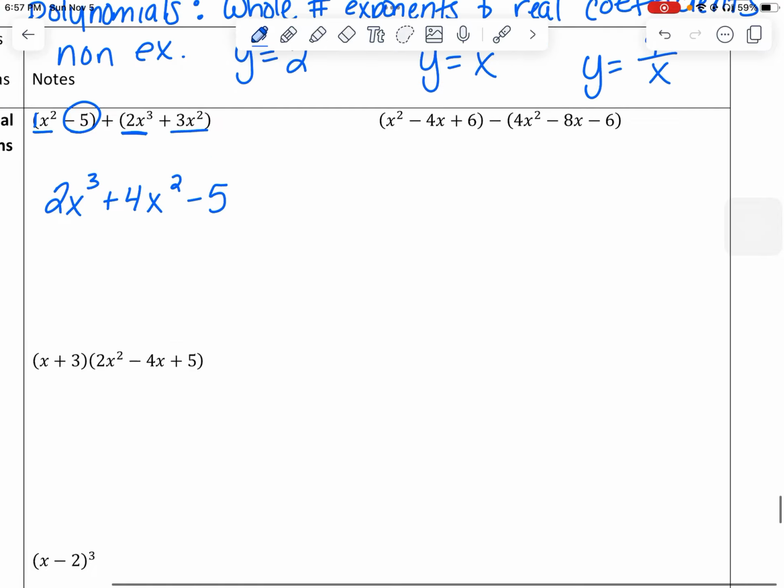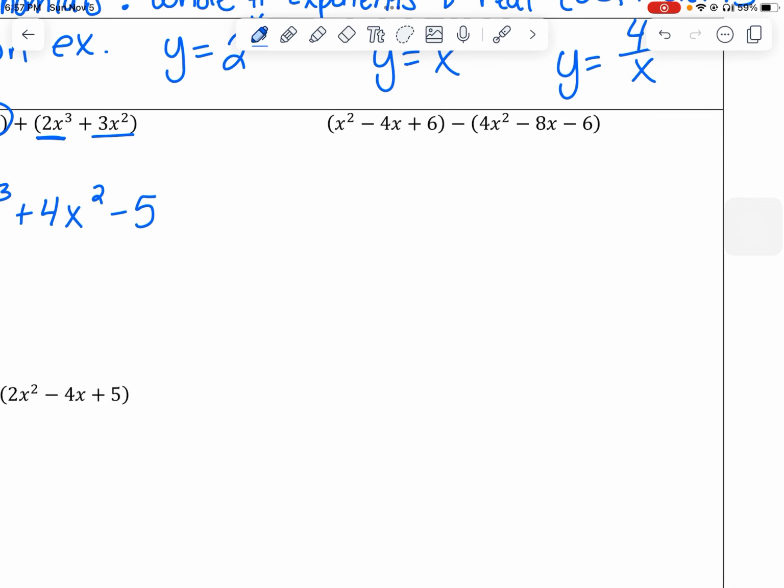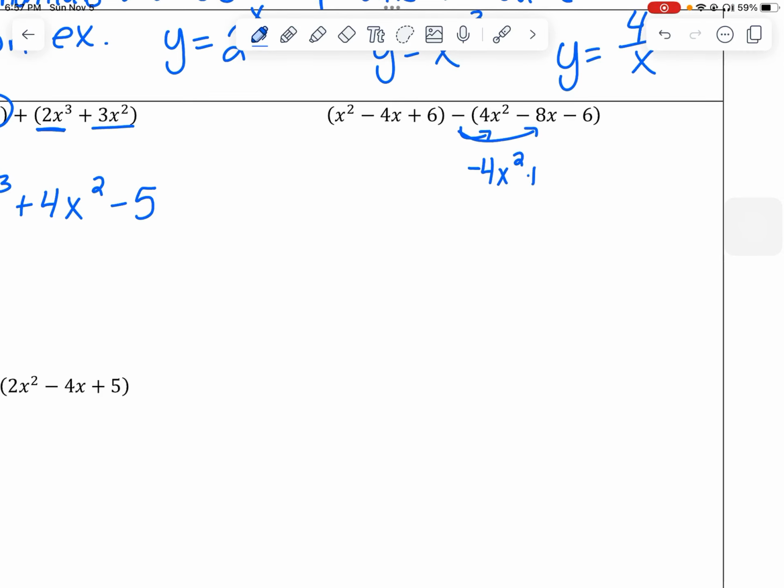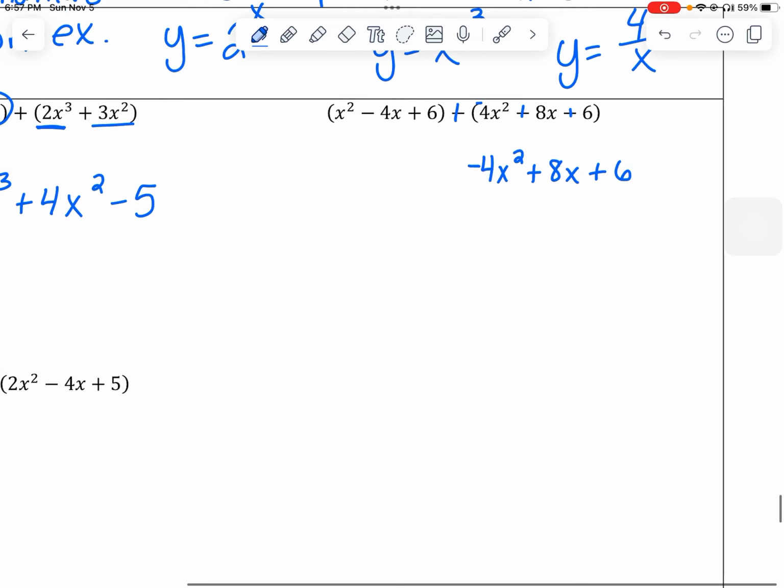Subtracting works similar. Except that with subtracting, when we're subtracting a trinomial like this, you have to remember to subtract each term, not just the first term. So you would do minus 4x squared, and then minus a -8x would make that plus 8x, and then minus 6 would make that plus 6. And so I like to think of it as just adding the opposites. And so I changed that to plus, and then we can go ahead and put this all together.